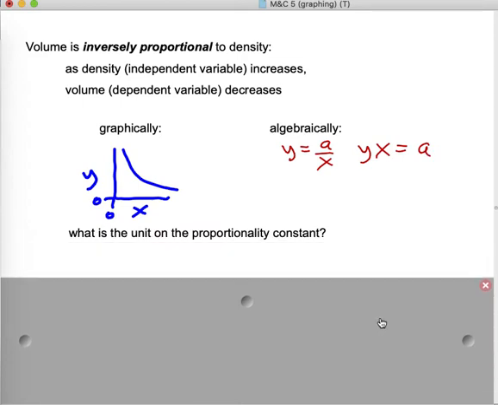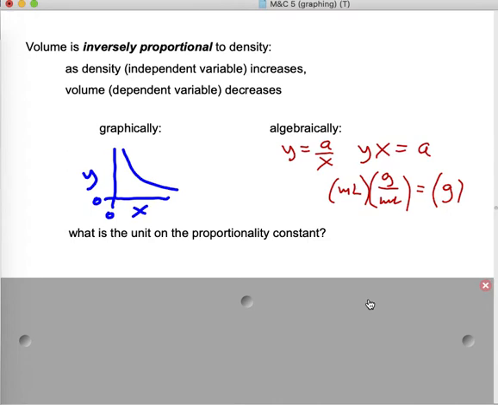What's the unit on the proportionality constant? Y in volume was milliliters. X, the density, was in grams per milliliter. So in order for the units to work out, that must mean that the unit on the proportionality constant is grams. Well, once again, I'm going to rewrite this using the actual variables we have.